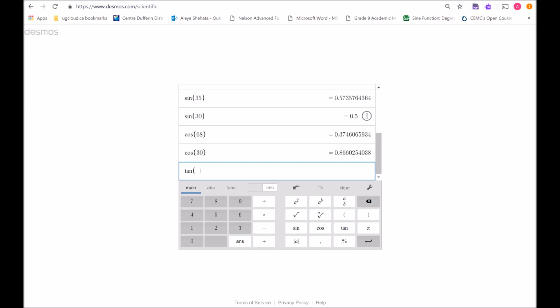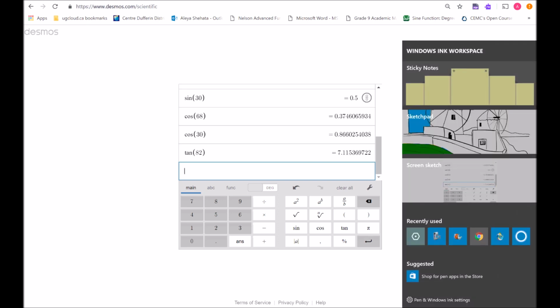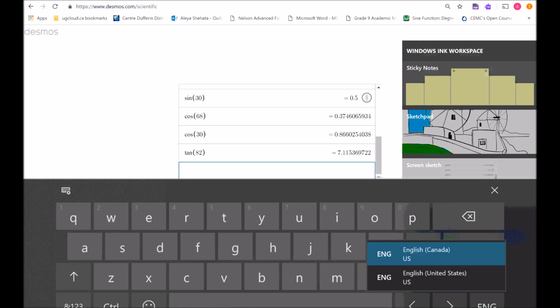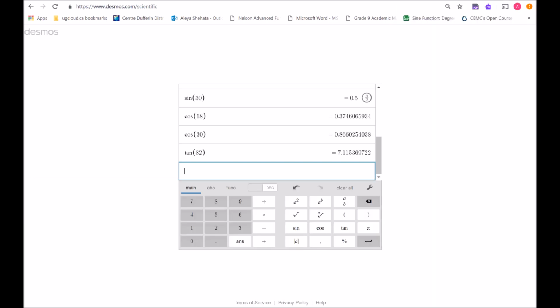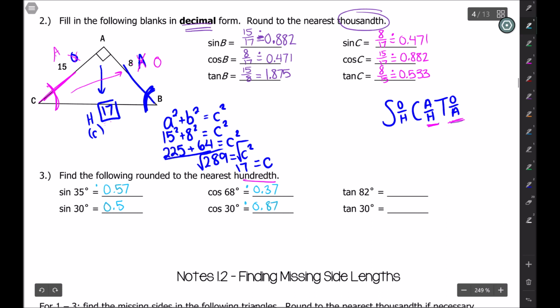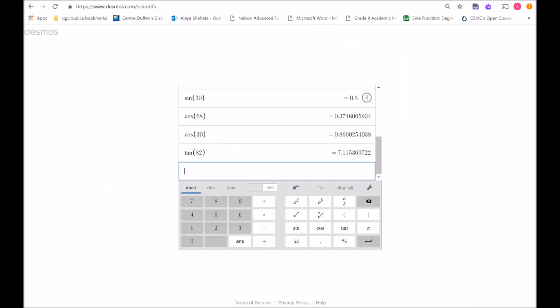Okay? Next one is tangent of 82. So I'm going to write tan of 82 in my calculator, press enter. I get this value right here, 0.711, so on and so forth. I look at the second one because that's the hundredths place. There's a 5 after it. 5 and above tells me to give it a shove. So it's 7.12, approximately.